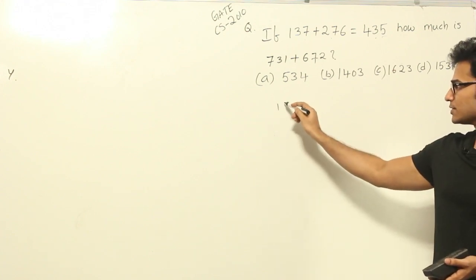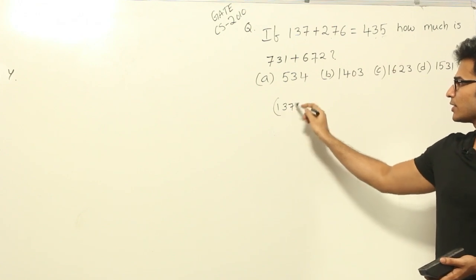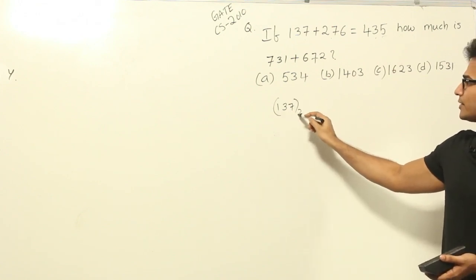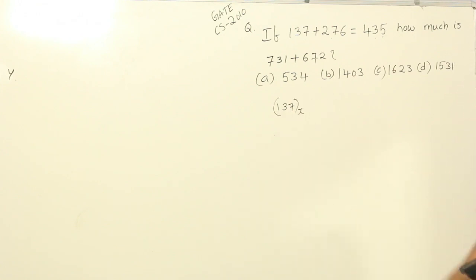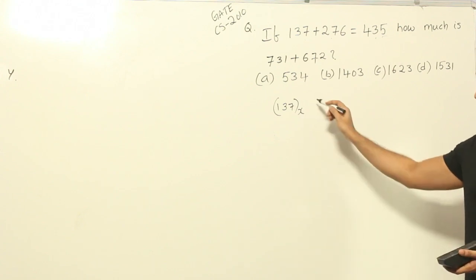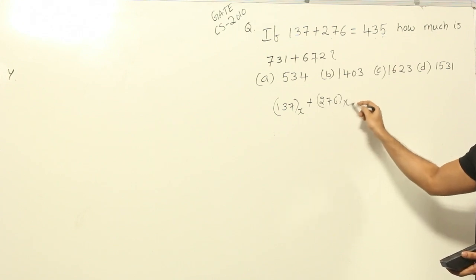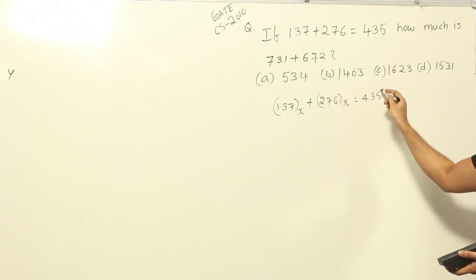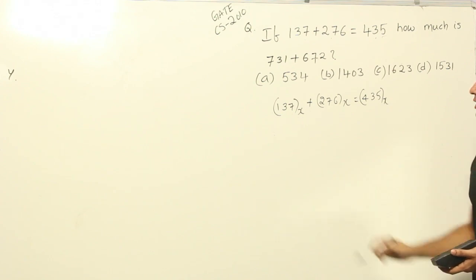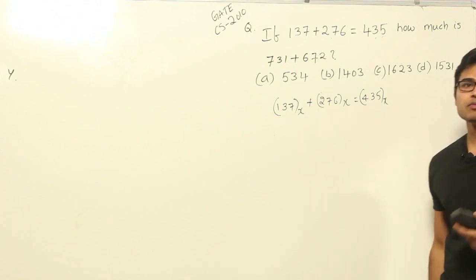The actual procedure is this. I'll tell you a shortcut if you can understand this procedure first. Now let us assume that the base is x. I don't know which base it is, I'm assuming that the base is x. Now this is what they have given, right? Now I will convert these three numbers into base 10.